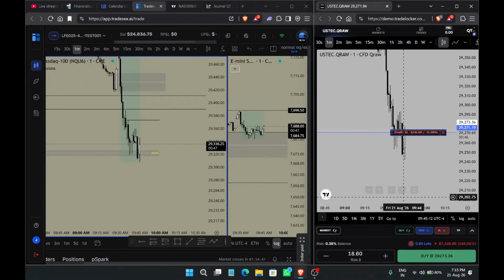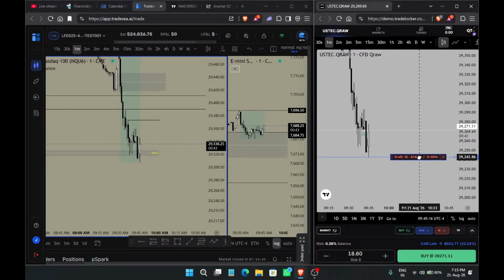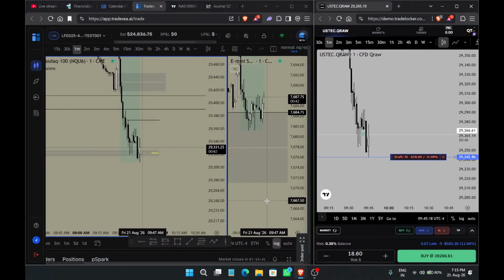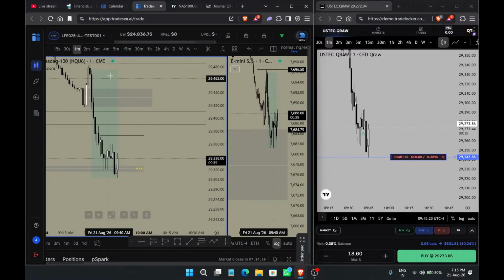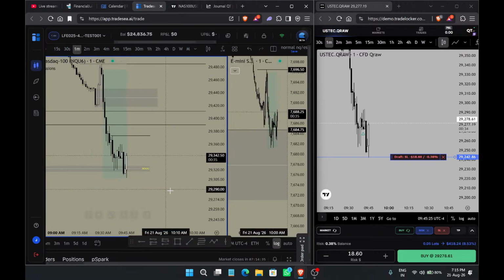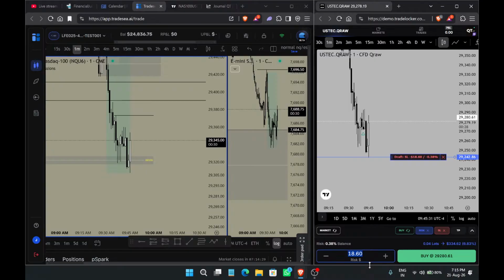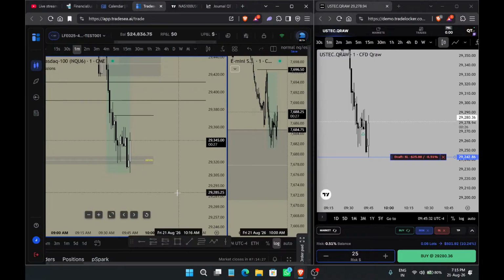I will risk once again 18. Probably add it to the trade, and it's a Mac, really good Mac, better than the previous trade. I'll risk 25 for this trade. Give it a try.